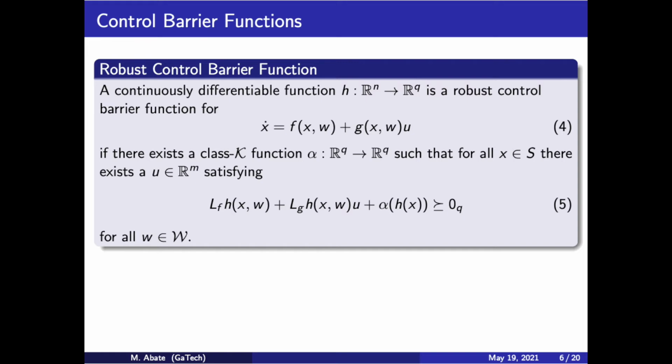The second theoretical tool that we'll be using in this presentation is the theory of control barrier functions. Okay, so control barrier functions in the setting with disturbances are mainly used for systems that are control affine, so systems of the form given by equation 4. A function h is called a robust control barrier function for the system 4 when there exists a class K function alpha, so that the condition 5 holds for all w in the set of possible disturbances.